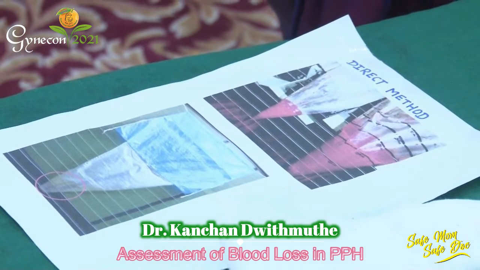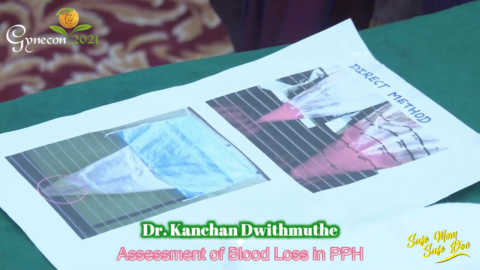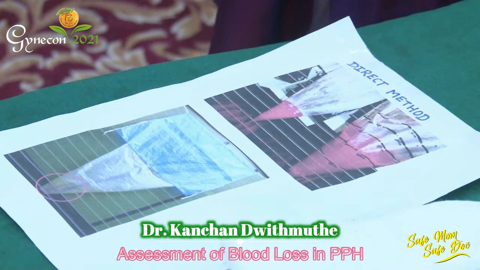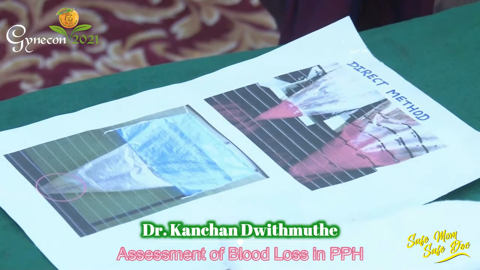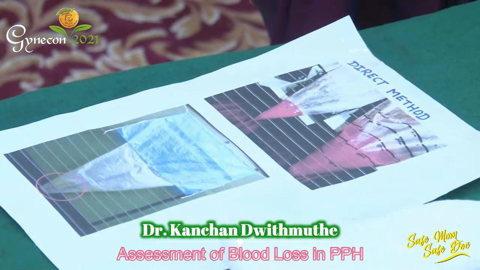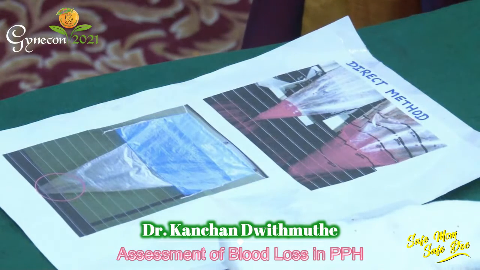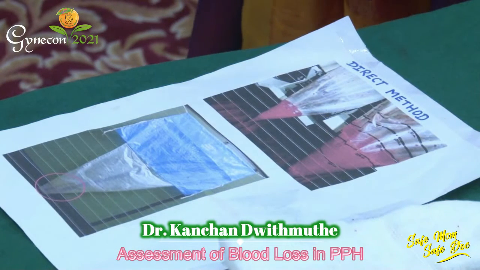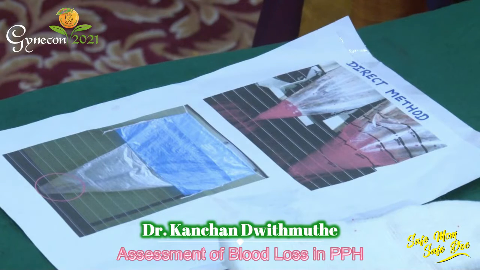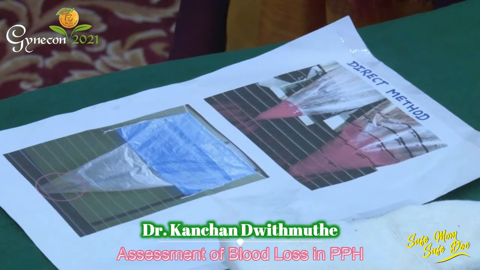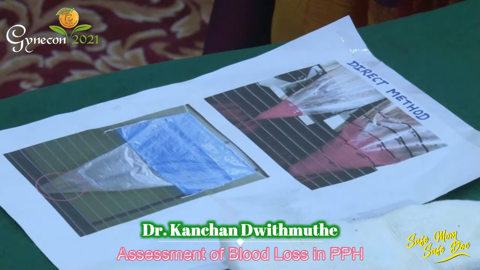Second is the gravimetric method for assessment of blood loss. In the gravimetric method, we take the dry weight of all the items, such as gauze pieces, dressing pads or sanitary pads, and surgical mops. We take the dry weight, and then we take the soaked weight of all these items. We subtract the dry weight from the soaked weight, and that will give the weight in grams.